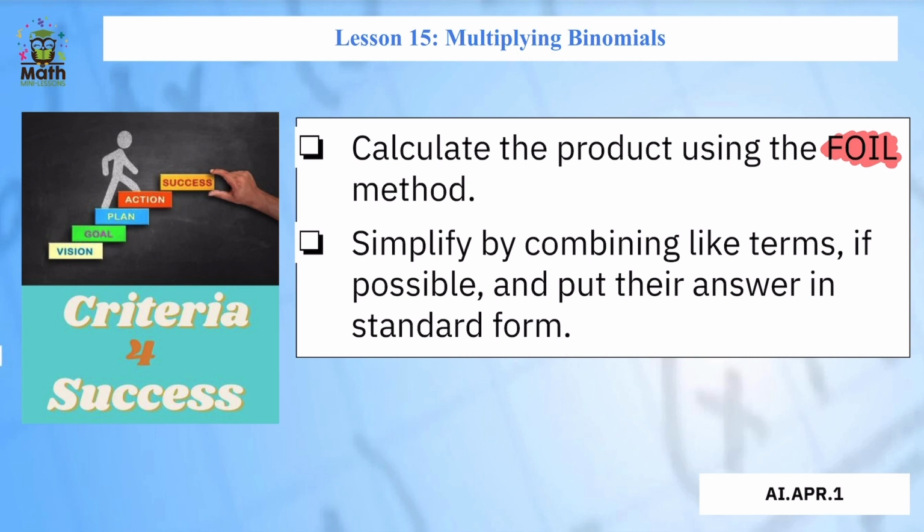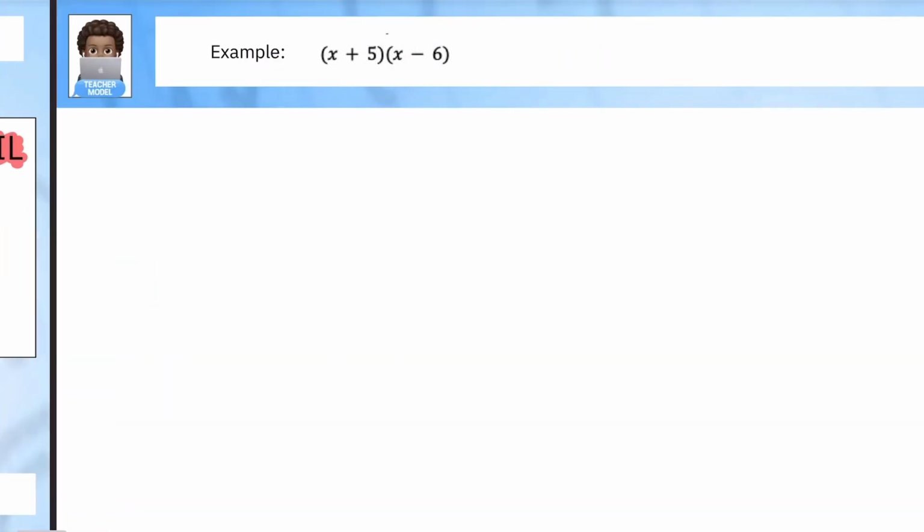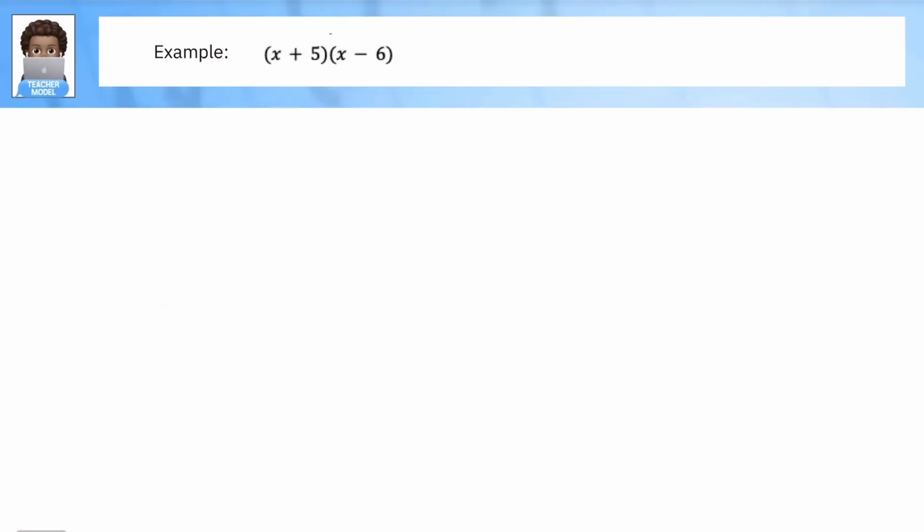FOIL is pretty traditional. It's what most math teachers in algebra use, but I also think array models work really well. And our second criteria for success is just to make sure you're combining like terms and then putting your final answer in standard form. Okay? All right, so let's look at the first one. And I'm going to show this in two different ways. I'm going to show you FOIL first.